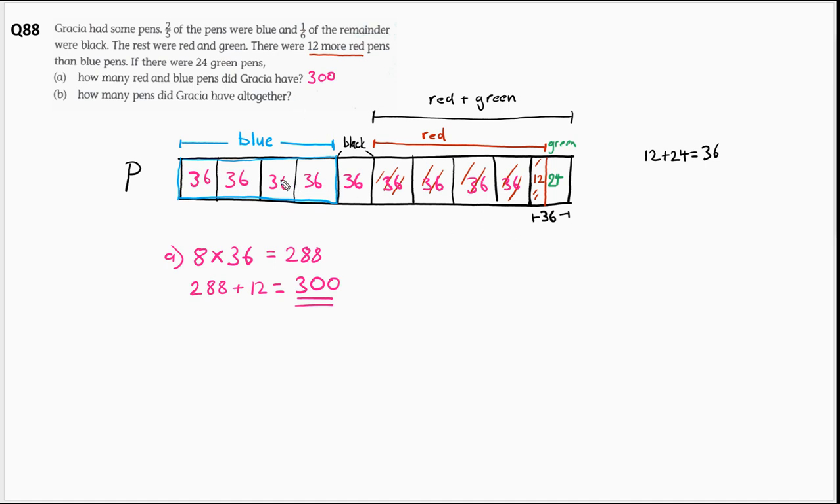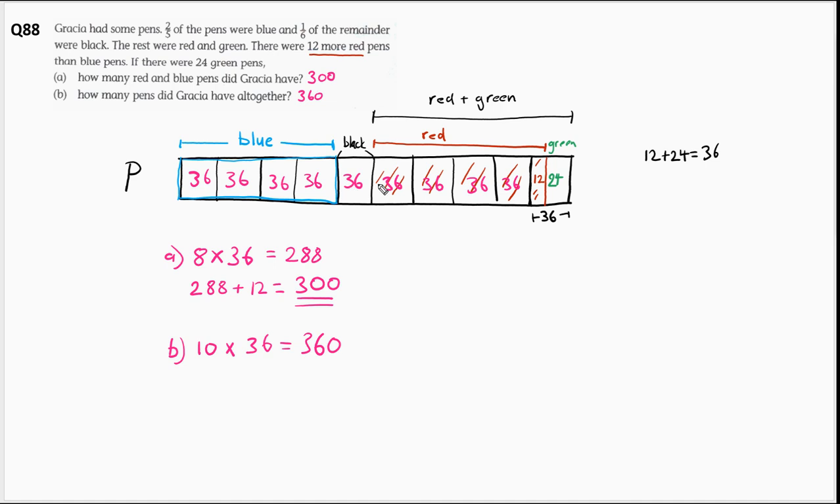And how many pens did Gracia have altogether? Well, we can simply count the number of equal parts. Now, remember that this is 36. This is 1 part. So that's 1, 2, 3, 4, 5, 6, 7, 8, 9, 10. And that's nice and easy. So we're going to have the 10 times 36 is 360. And that is the answer to B.